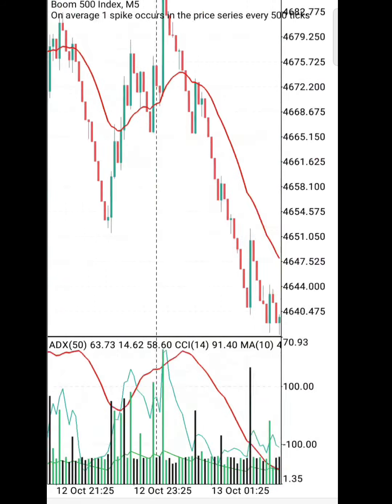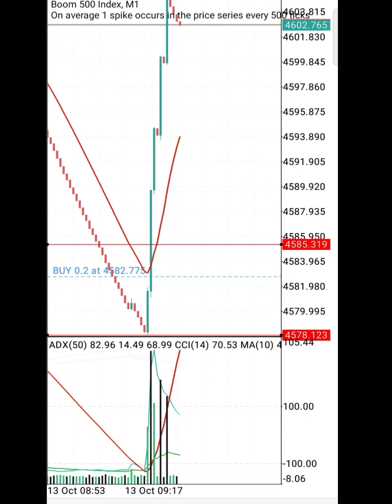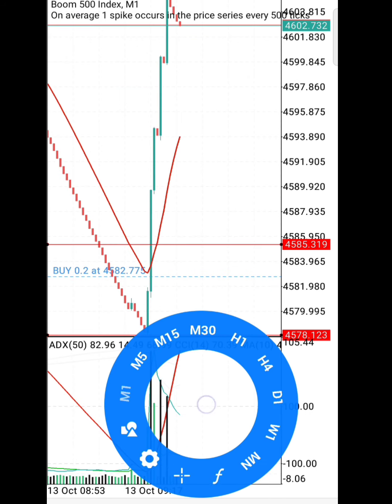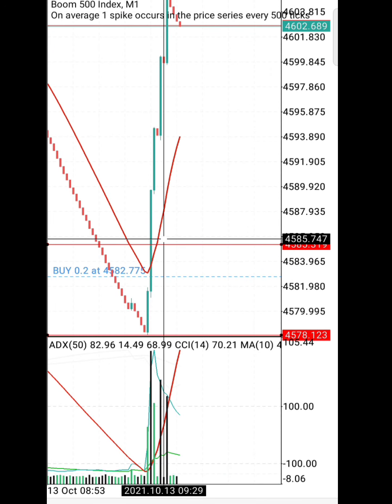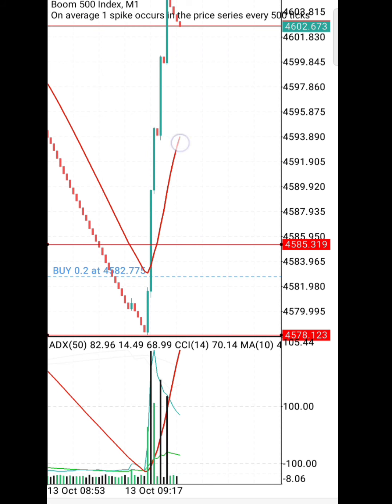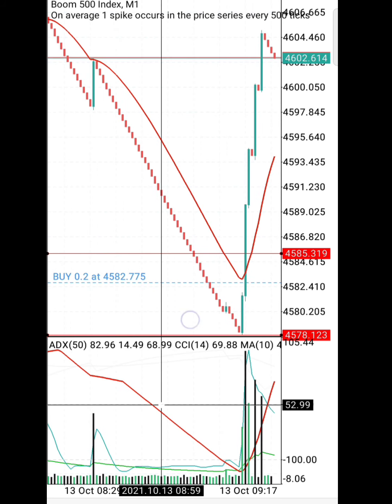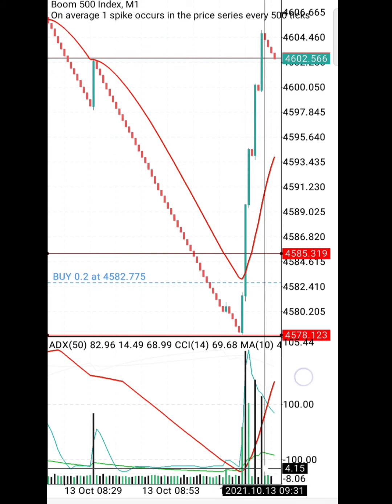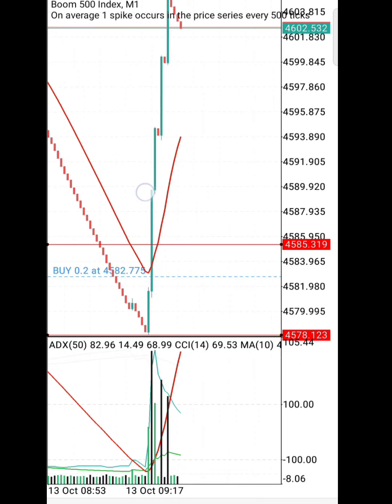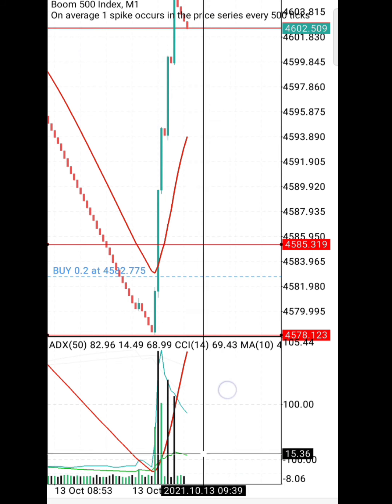So what I now did to get my entry was that I went to the 1-minute time frame using our crash and boom strategy to catch spike to get an entry. This is Boom 500. So getting an entry, I wait for the red moving average to cross below this green line at the oversold level. Watch that, guys, at the oversold level.